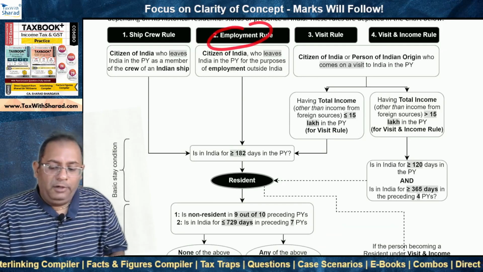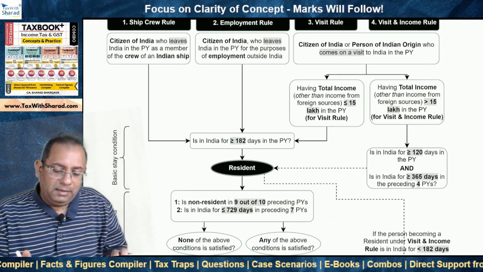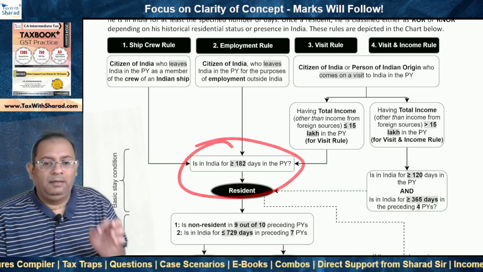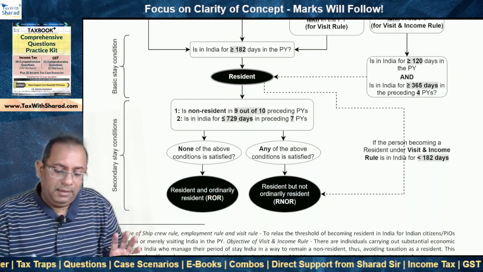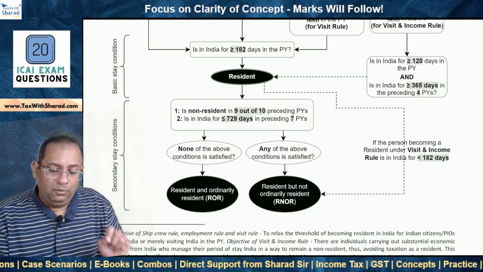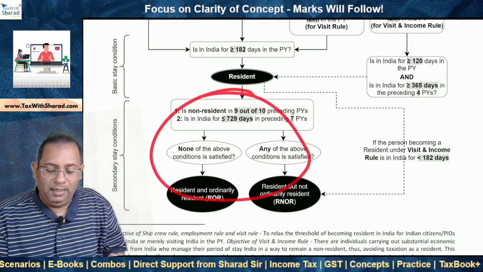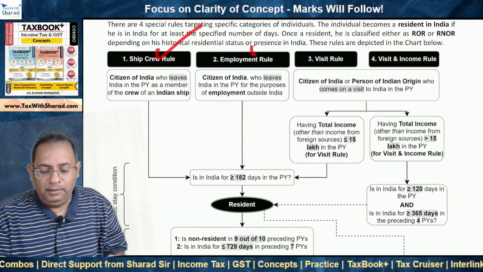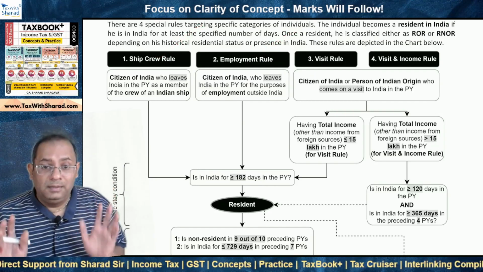Now in the case of the employment rule also, the basic stay conditions for becoming a resident are the same as those under the ship crew rule. And then the secondary stay conditions for categorization as ROR or RNOR are also the same as those under the ship crew rule. So basically the conditions under the ship crew rule and the employment rule are the same.